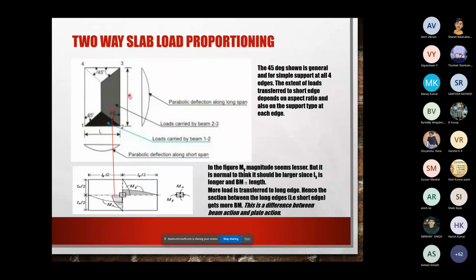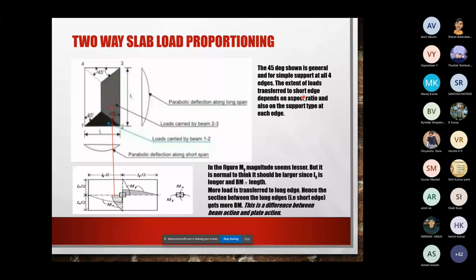Another thing to note is this is as far as calculating what the load on the beams are. Because when you do a design, you have a slab, you have to design the slab for the bending of that particular slab. Below the slab, you may have your beams, and you would also have to design the beams, depending on how much load is there on the slab. So it is for that purpose you have this representation. So you see that the extent of the loads transferred to the short edge depends on the aspect ratio.